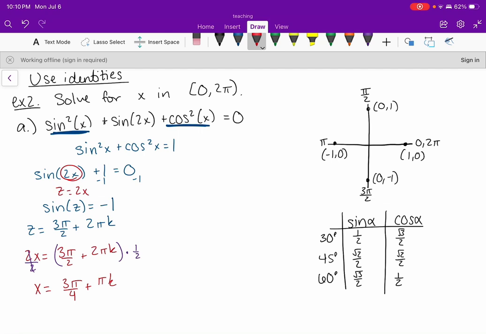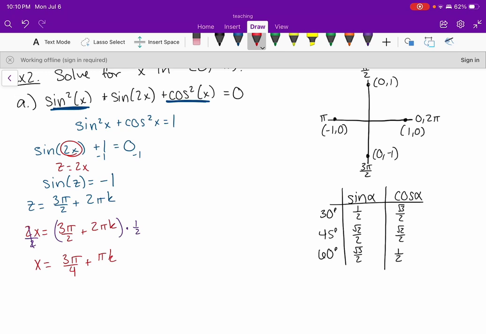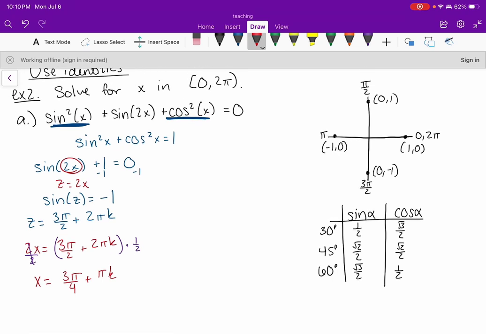If it had said for all values, we would just stop right there. But since it wants values between 0 and 2 pi, one of my answers will be 3 pi over 4. Then if I add pi to this, which would be 4 pi over 4, I get 7 pi over 4, which is still less than 2 pi. 2 pi would have been 8 pi over 4, and 7 pi over 4 is still less than that. So we have two acceptable answers here.